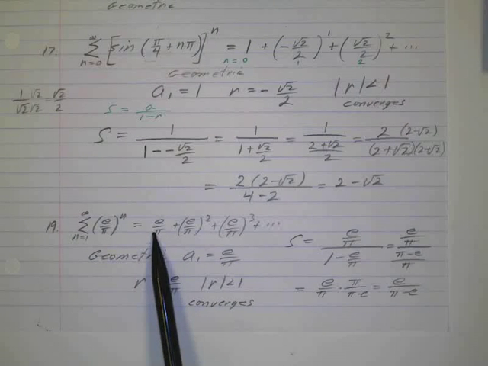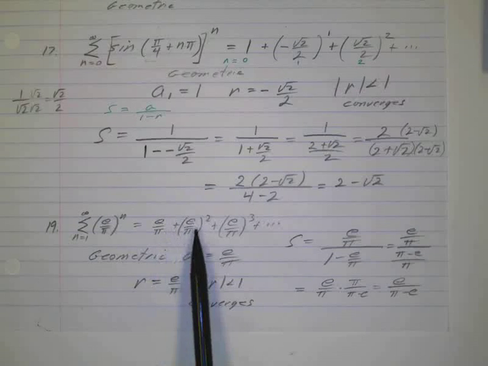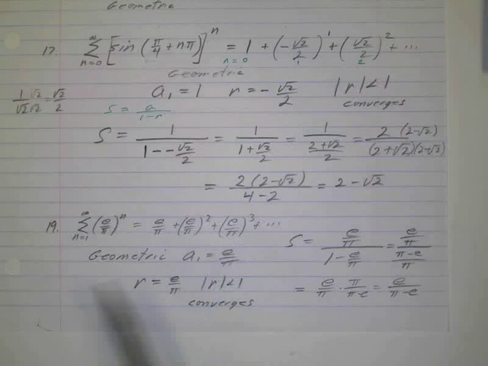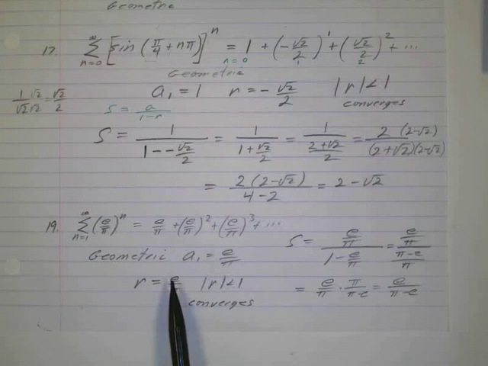So if I wrote out a few terms, I could say I got e over pi, e over pi squared, e over pi to the third. So I just keep multiplying this by e over pi. So it's obvious that this is my a sub 1, e over pi, and my r is e over pi.